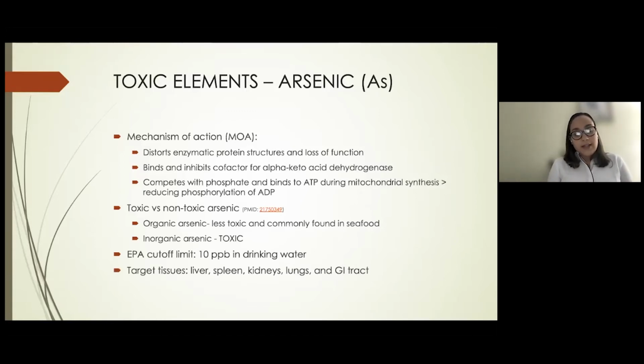So arsenic, another toxic element. Its mechanism of action: it distorts enzymatic protein structures, causing them to lose their function. It binds and inhibits cofactors of alpha-keto acid dehydrogenase, and it competes with ATP. So when you're going to add that phosphate group onto ADP to create ATP, arsenic competes with that phosphate group, rendering it inactive. Therefore, you have less ATP, which results in mitochondrial dysfunction.